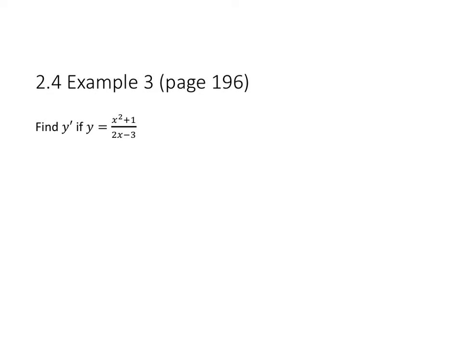So example 3 on page 196 asks us to find y prime if y is equal to x squared plus 1 over 2x minus 3. Hopefully you see we have a function in our numerator and another function in our denominator. So here our u is in our numerator and our v is in our denominator. So just like in the product rule, the u is always first. It's the top. And the v is second. It's the bottom. So my u is x squared plus 1, and my v is 2x minus 3. U prime is 2x, and v prime is 2.